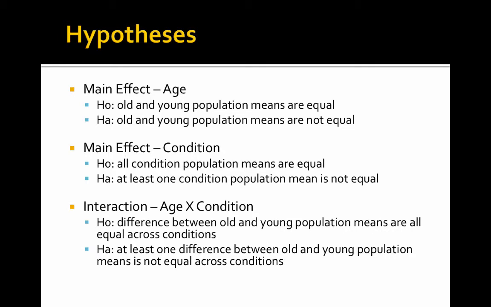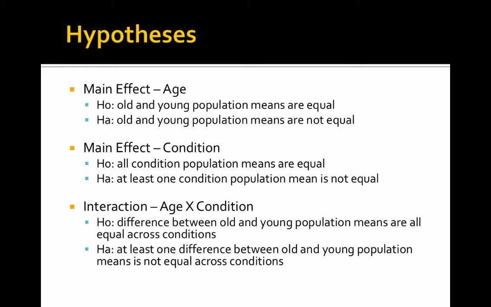So our null hypothesis would be that the difference between old and young population means are equal across the conditions. So here we're putting the two together, age crossed with condition. The alternative hypothesis would be that there's at least one difference between old and young means across conditions. So we're actually looking at the combination, which means there's a whole bunch of things that we actually have to compare. So you can do this in R.